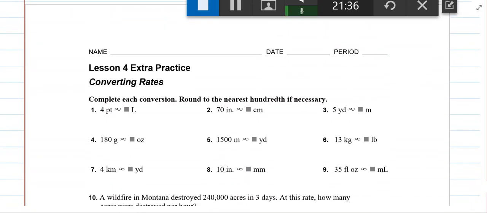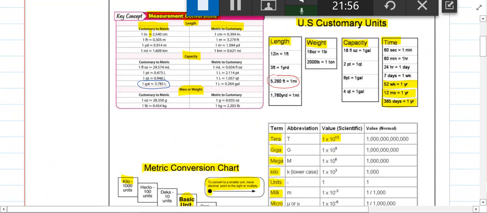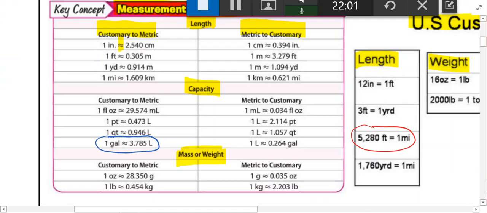Complete each conversion, round to the nearest hundredth. Okay, well, we have been rounding to the nearest tenth, so that's a little different. And so we want to change 4 pints into liters. Now, we need the information from way back at the top. We need to go from pints to liters. Let's see if we can find something to use. Pints to liters. Here's pints to liters. Let's use that one. 1 pint is approximately equal to 0.473.